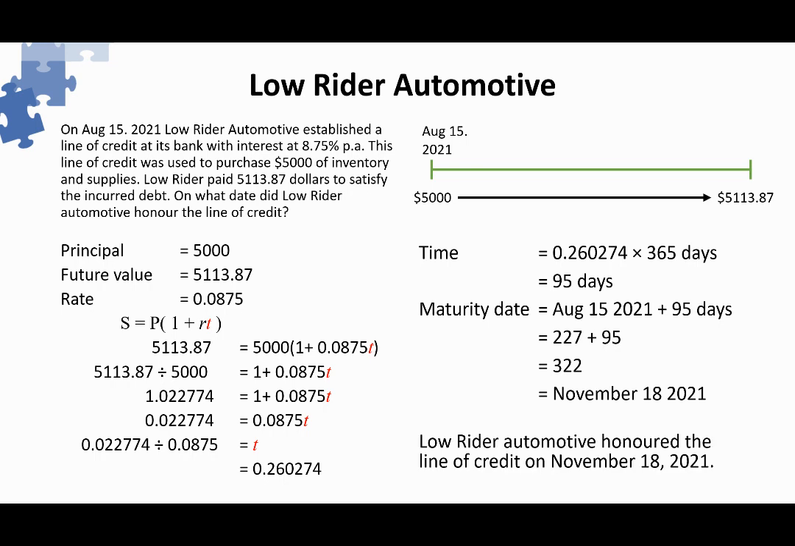So you're going to finish off with a lovely little statement for style. Lowrider Automotive honored the line of credit on November 18th, 2021.